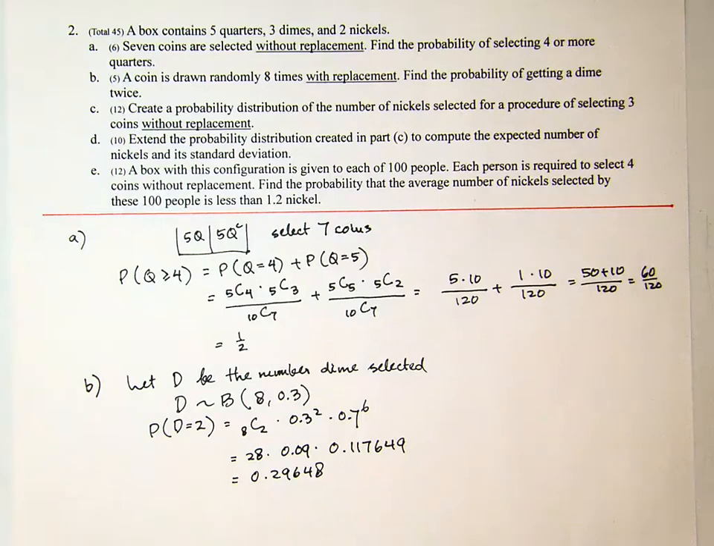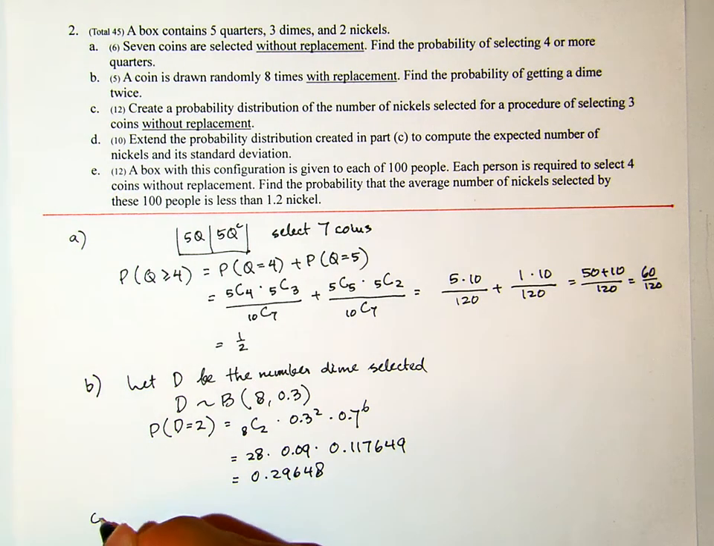The following is from Summer 2007 Math 227 Final, number 2, Part C and Part D. Part C: a box contains 5 quarters, 3 dimes, and 2 nickels. In Part C, create a probability distribution of the number of nickels selected for a procedure of selecting 3 coins without replacement. Now let's define a variable first.